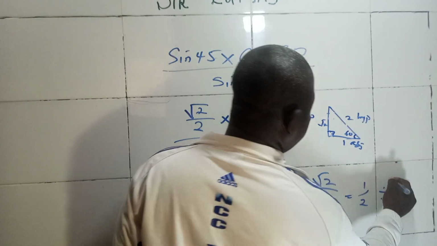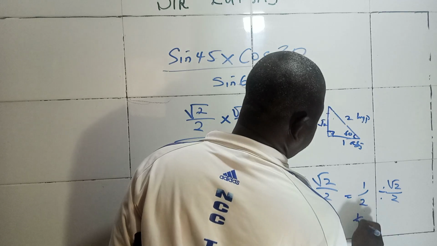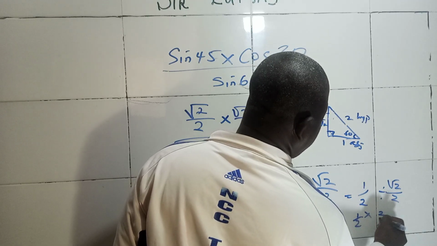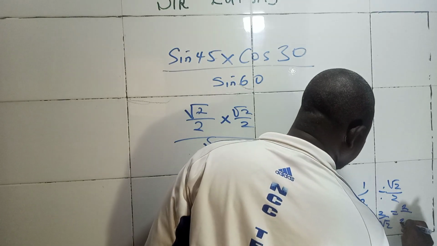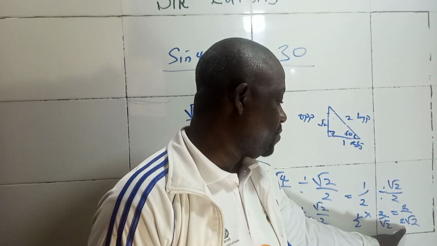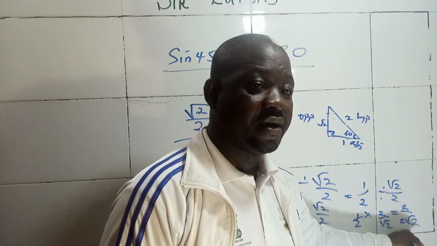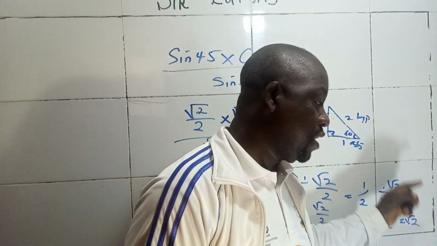divided by root 2 all over 2. So reverse this. We have half times 2 all over root 2. And this one will give you 2 all over 2 root 2. So this is not the final answer. Don't forget, I say in mathematics, you cannot leave your answer with a root as denominator and say that's the final answer. You have to rationalize it.